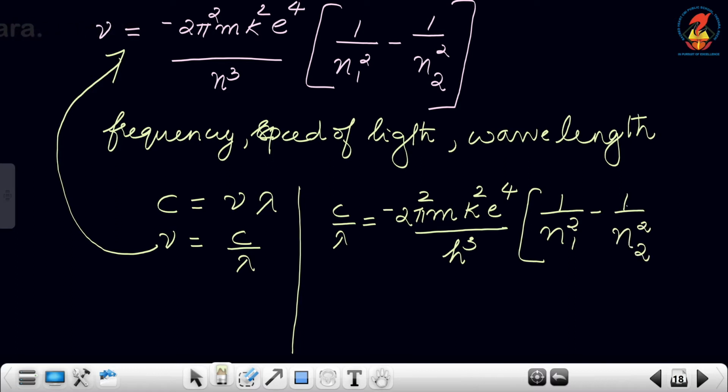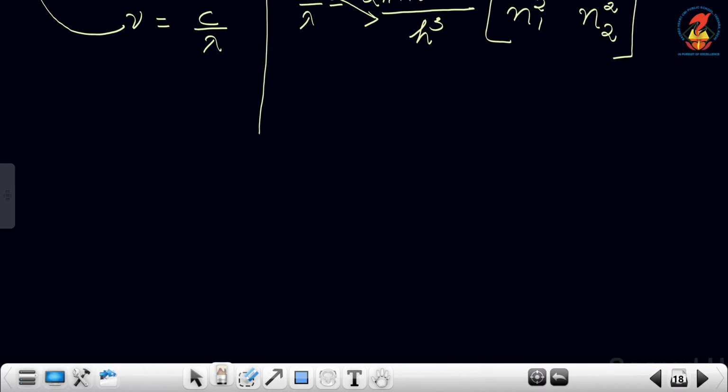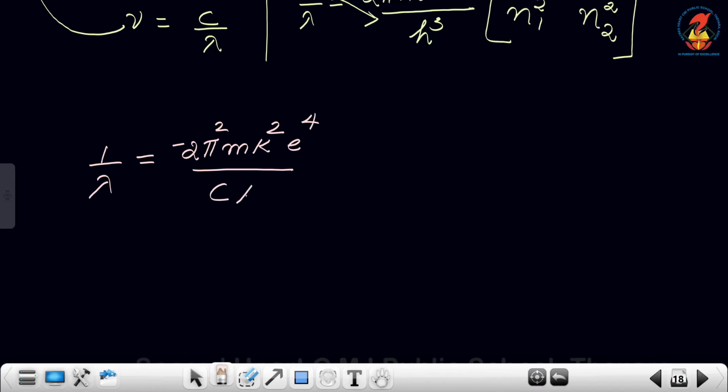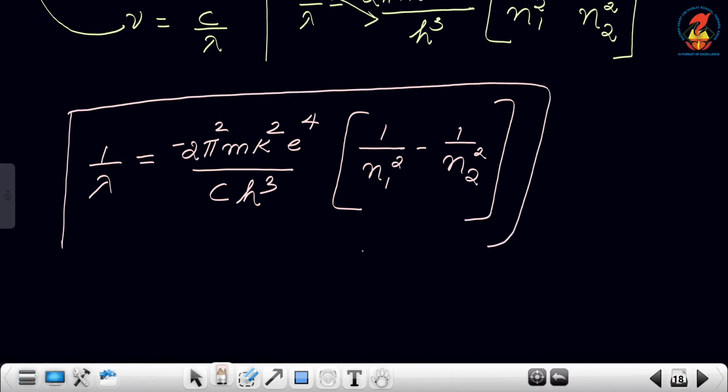Now I am going to bring this C to the denominator, so I will get the equation as 1 by lambda is equal to minus 2 pi square mk square e raised to 4 divided by c h cube into 1 by n1 square minus 1 by n2 square. Now we have studied what is 1 by lambda last year. 1 by lambda is known by the name wave number.